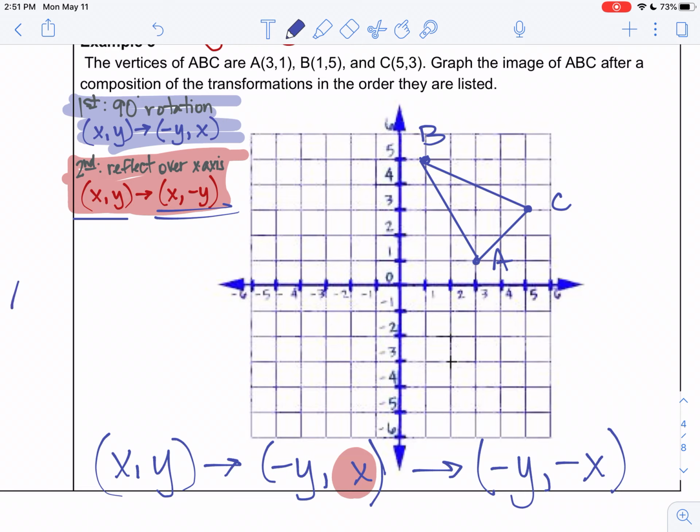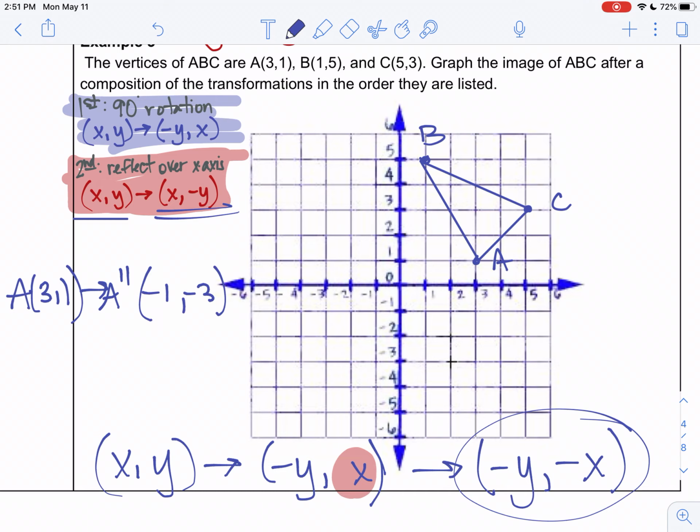So xy is getting mapped to negative y, negative x. A was originally hanging out at 3, 1. So to get A double prime, from xy to negative y, negative x, I'm going to have those coordinates switch spots and change their sign. So 3, 1 becomes negative 1, negative 3, and that's where A double prime would hang out.